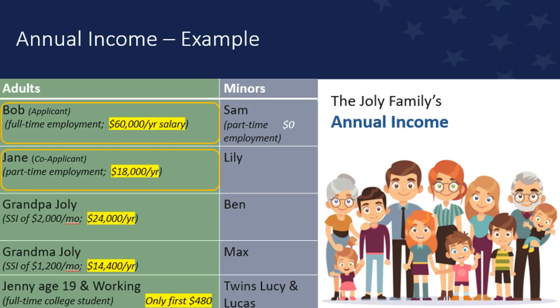The total household income would be the gross amount of all of the adult members, using only $480 of Jenny's income. We're not counting the full income for Jenny because she is a full-time student, nor any of Sam's income since he is a minor. When we add all the adults' income, we get a household income of $116,880 a year. This is the amount we'll be using as our annual income.